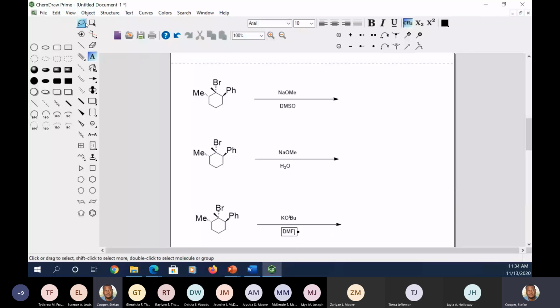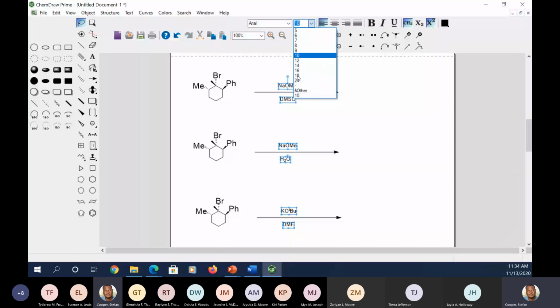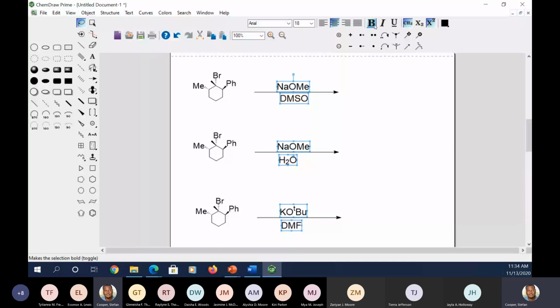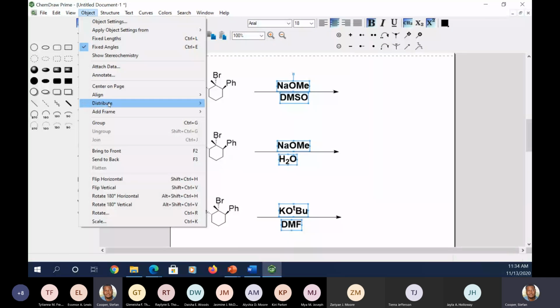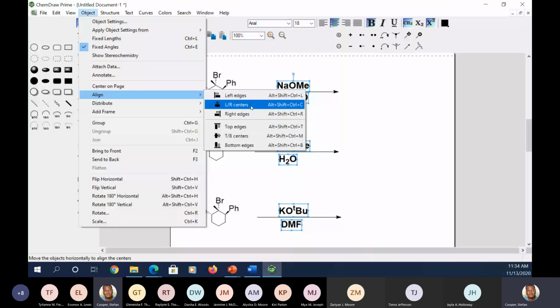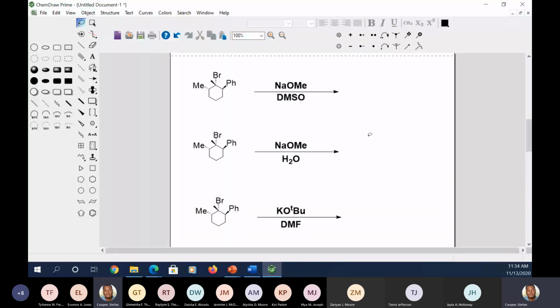Now, can you guys help me determine what the major products should be for these? I'm going to give you a second to think about this, but you want to use all the rules that you have so far to make sense of this. For these three reactions, can you tell me the major products for each one?